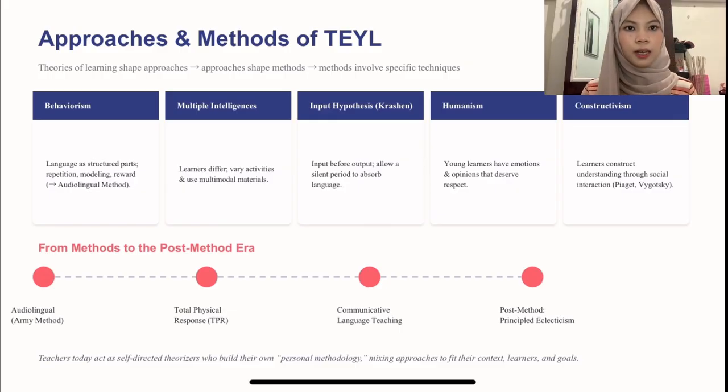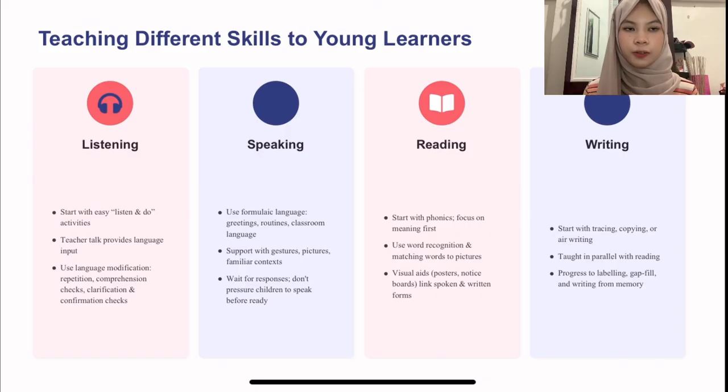Okay, next, how we teach the 4 core language skills. For listening, we begin with easy listen and do activities, with teacher talk providing the language input, supported by language modification like repetition and comprehension checks. And for speaking, we start with formulaic language, greetings, routines, classroom language, supported by gestures and pictures. We wait for children's responses and never pressure them to speak before they are ready.